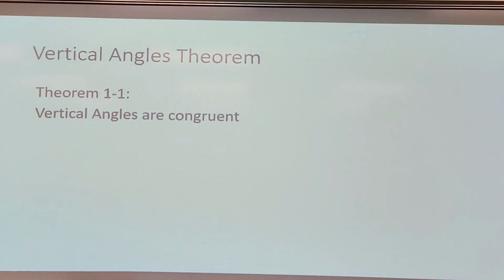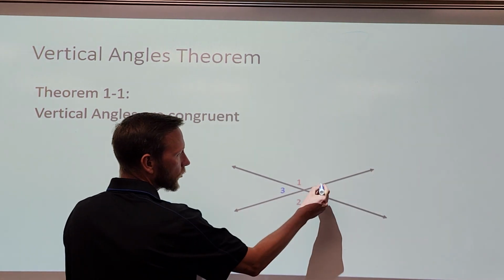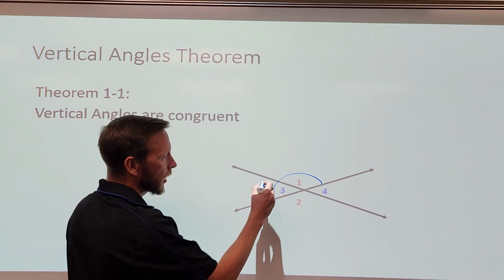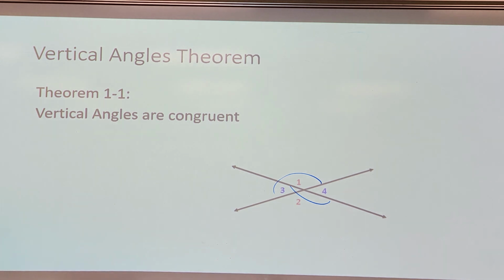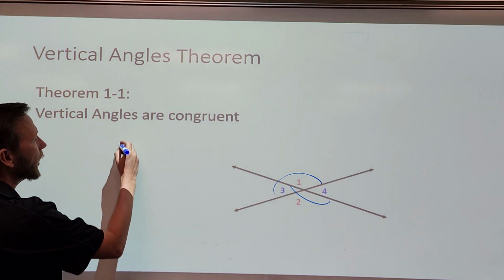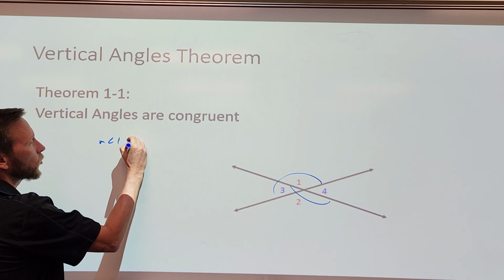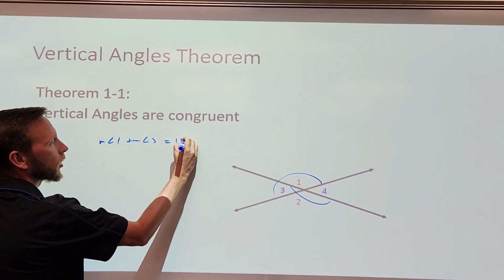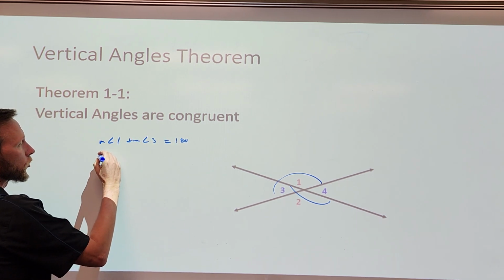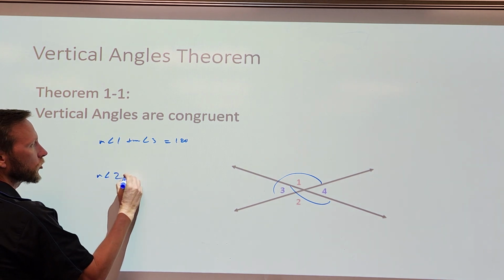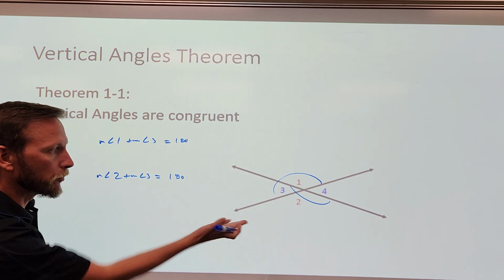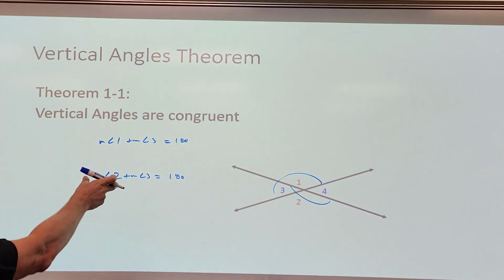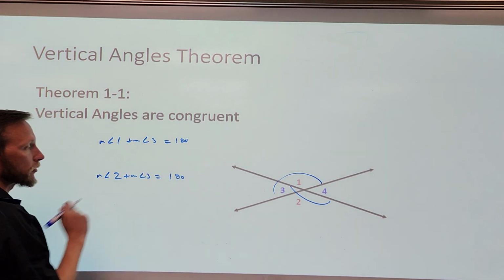Vertical angles are congruent. We know that this is true because these angles form a linear pair. They are supplementary. And these angles also form a linear pair. And so if we're going to prove that this is true, I can show that the measure of angle 1 and the measure of angle 3 make 180. I can also show that the measure of angle 2 and the measure of angle 3 is equal to 180. We know that that's true based on the diagram. I know that these are supplementary angles and therefore their measures add up to 180.